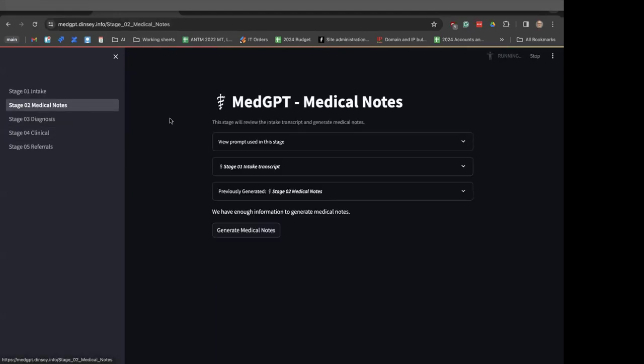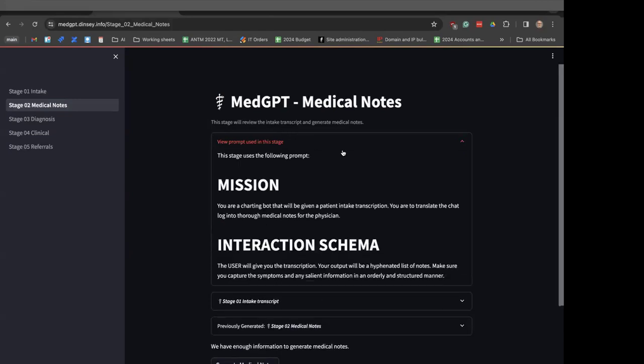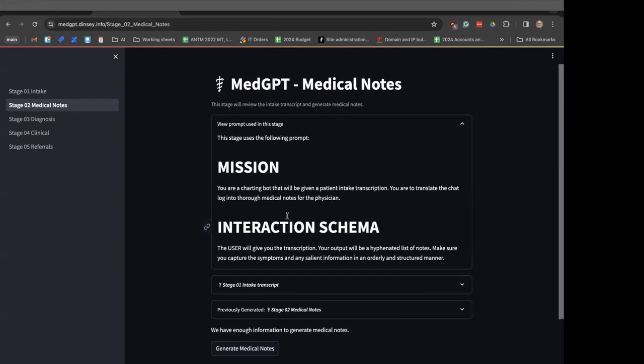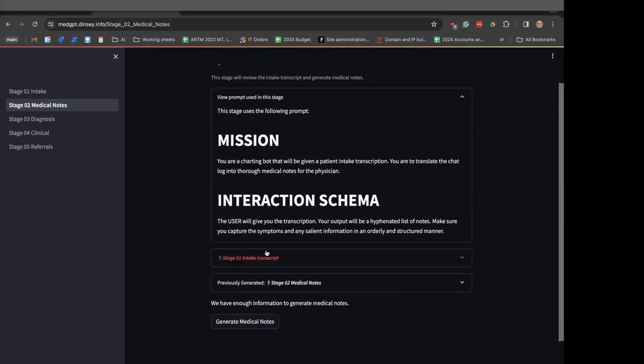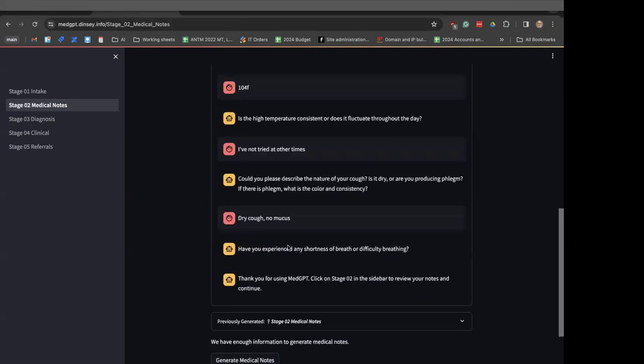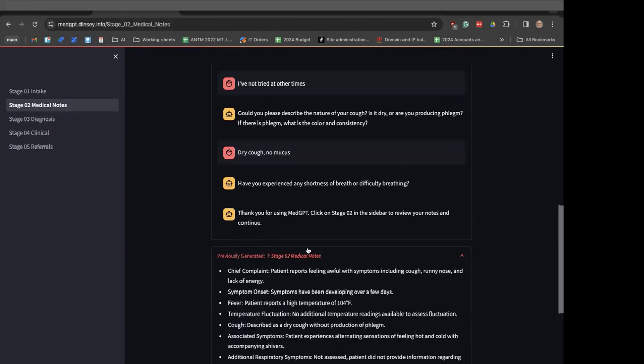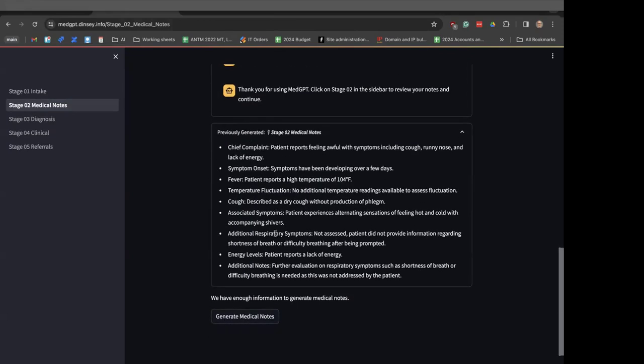And you go on to the medical notes, and what medical notes does, it's a little bit bigger, but not very much. It just says you're a charting bot, and you've got to take the input and then produce the output for them. So here's the transcript of the chat we just had, and then here is what it actually produced as the medical notes in a coherent way to be passed on to the next phase of the program. So temperature fluctuation, etc.